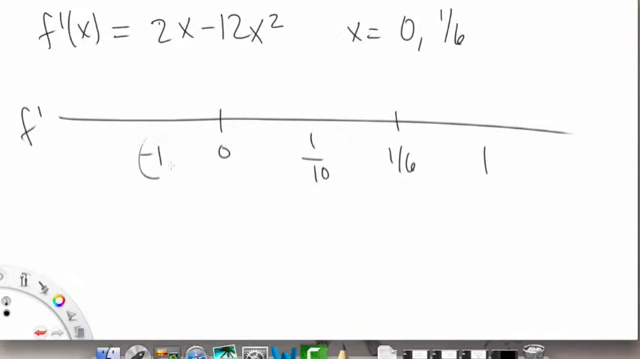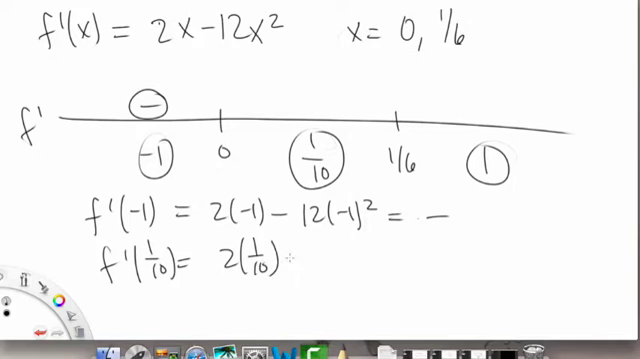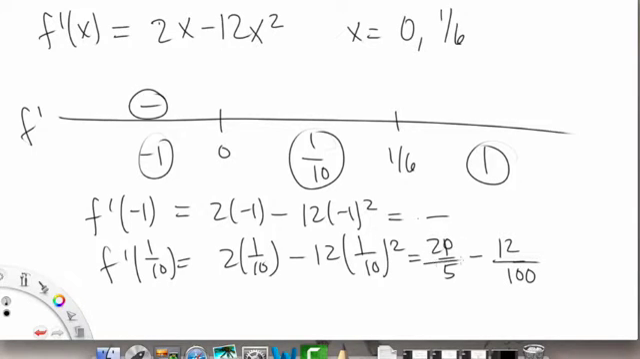Okay, so let's plug in our test points here. We're going to plug in 3 test points. So we have f prime of -1. That one's going to be 2 times -1 minus 12 times -1 squared. So this is going to be a -2, and -2 minus a big number is going to turn out to be negative. Then the next one is 1 over 10. So we get 2 times 1 over 10 minus 12 times 1 over 10 squared. So this is 2 over 10, that's 1 over 5, minus 12 over 100. If we multiply that, then we get 20 over 100 there. So that'll definitely be a positive number.